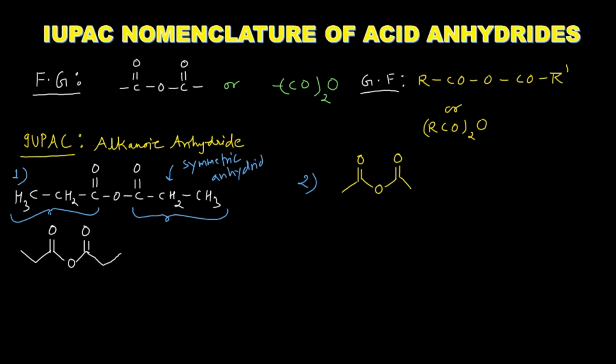Okay, so when you have the symmetric anhydride, then you should write the name of this part, which is present on either side of the oxygen, only once. You will write this part only once. In modern organic chemistry, we generally avoid writing such a big structure. Instead, we use the bond line notation.